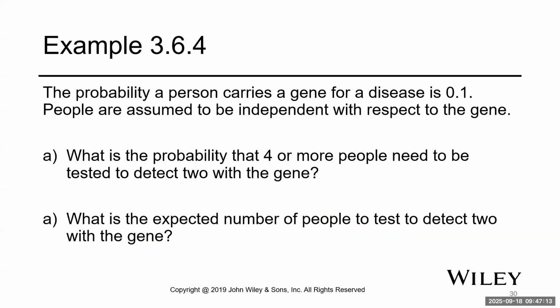So a probability a person carries a gene for a disease is 0.1. People are assumed to be independent with respect to the gene. What's the probability that 4 or more people need to be tested to detect 2 with the gene? And then what is the expected number of people to test to detect 2 with the gene? So go ahead and start this example on your own, and then we'll look at it together. I'll pause the recording.